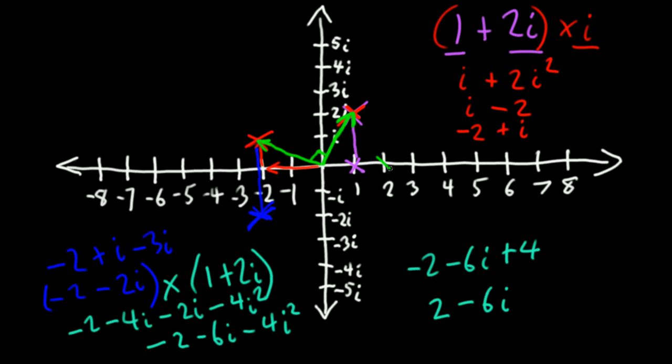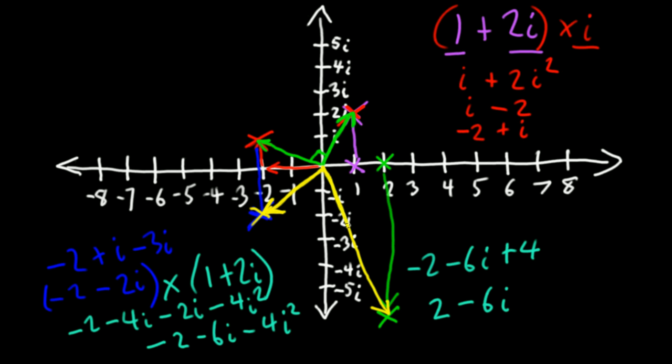Well, that's positive 2 and we shift 6i downwards, we end up right here. And think about the geometric interpretation for a moment here. We started with this number over here, -2 minus 2i. And we can think of that as a vector that goes from the origin to that point. We ended up over here, this vector goes this way.